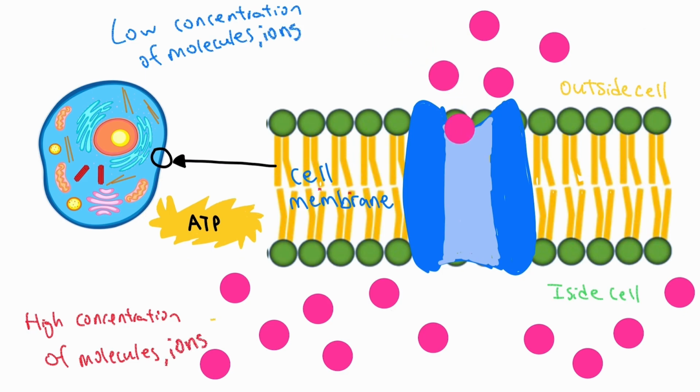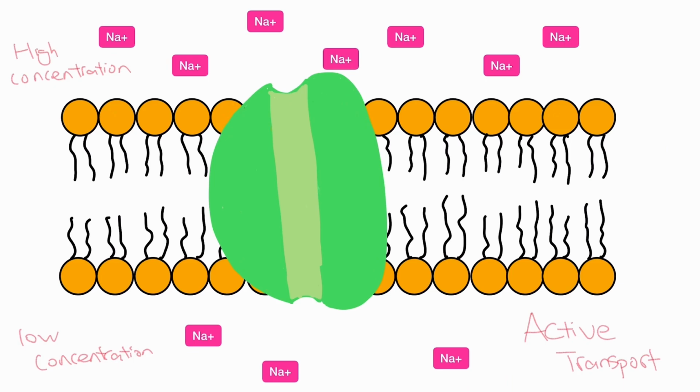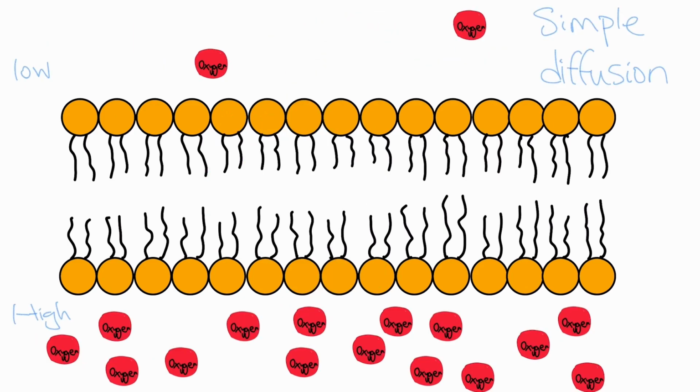As you can see, the molecules are moving through the ion pump. While moving through, it would generate ATP since it needs energy. Another example of active transport would be sodium ions, since they would move also from a low concentration area through the ion pump to the high concentration region.